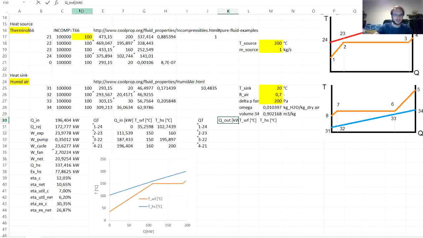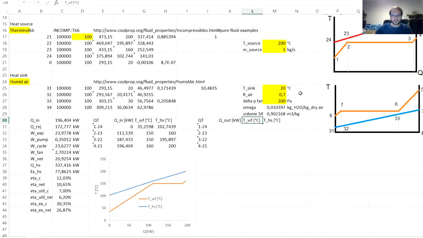So we will have Q out, temperature of the working fluid, and temperature of the heat sink, of the air. And here the points will be, well, now let's start, for example, from the point of the air. So it would be 31, which corresponds to point number 8, then 32 corresponding to point number 7, 33 corresponding to 6, and 34 corresponding to 5.